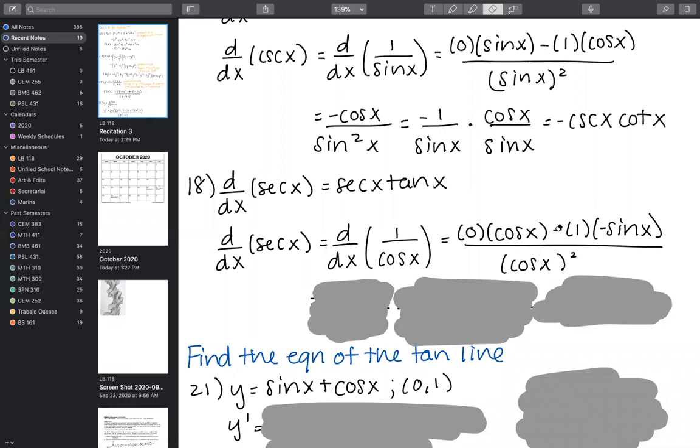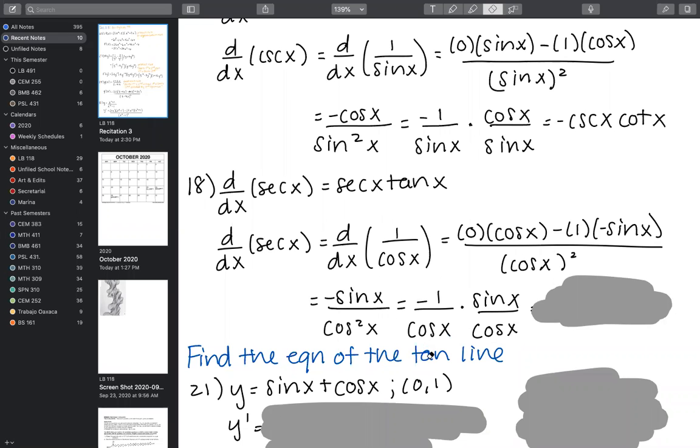And then subtract the second half of the quotient rule divided by the denominator squared. It simplifies to look pretty much the same as the last one, except now I can pull out a tangent a lot easier. Not a lot easier, but the tangent's kind of obvious. It's sine over cosine squared. So I'm going to get negative 1 over cosine x times sine over cosine x.